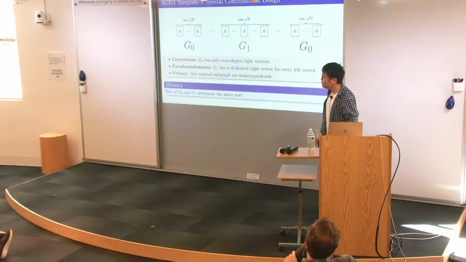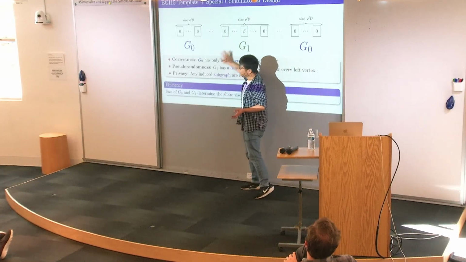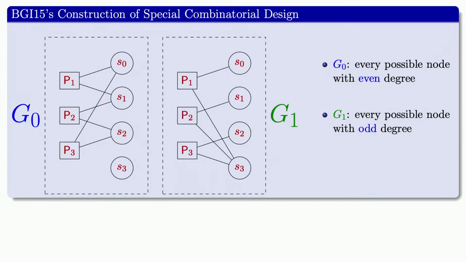Okay. So the thing I want to notice is that with this template for constructing multi-party DPF, your efficiency will grow exactly with the size of these graphs, and in particular, the number of edges in this graph. Now, I promise you that BGI-15 can do any number of parties.